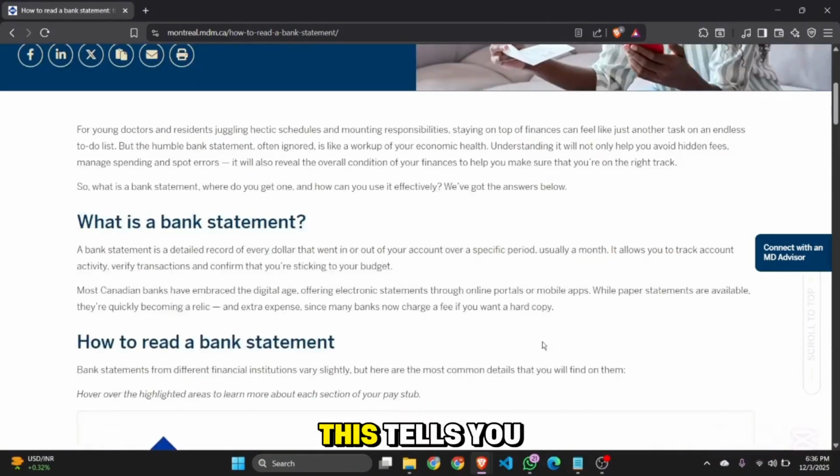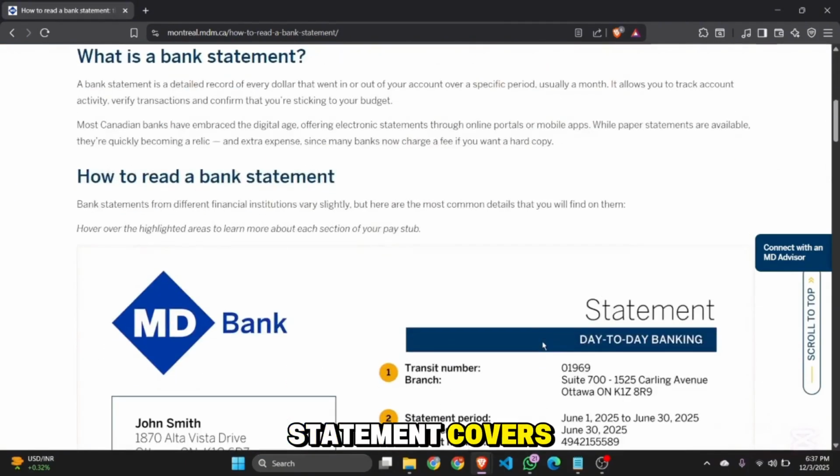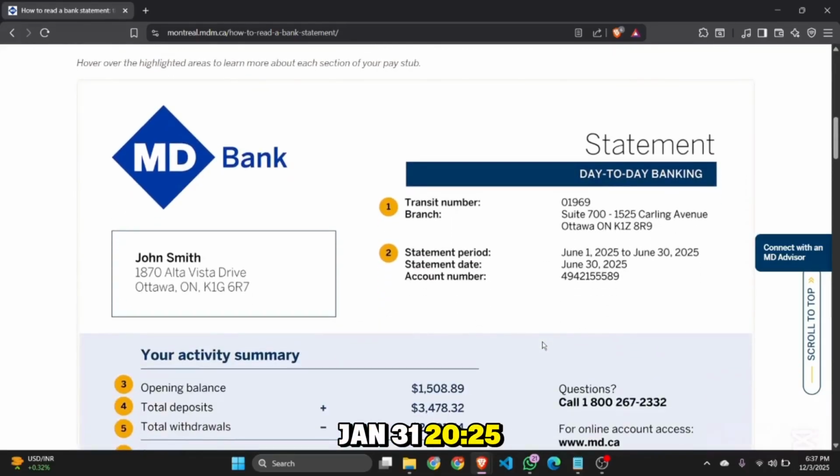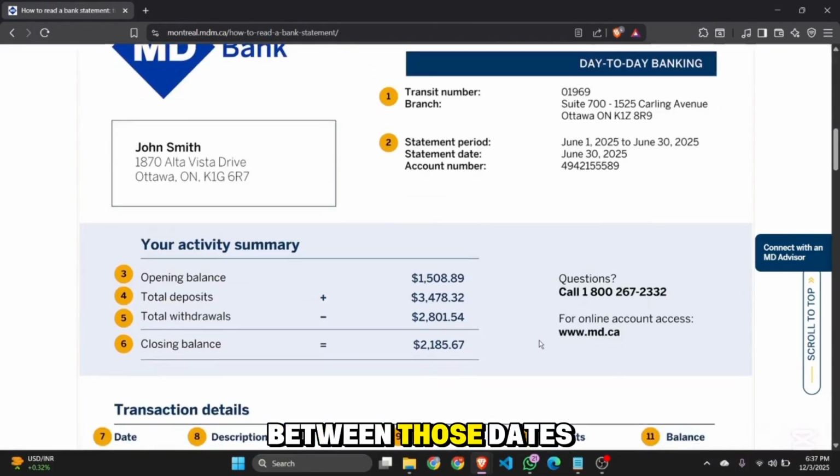Statement period. This tells you the dates the statement covers. If it says period Jan 1 to Jan 31, 2025, everything listed on the statement happened between those dates.